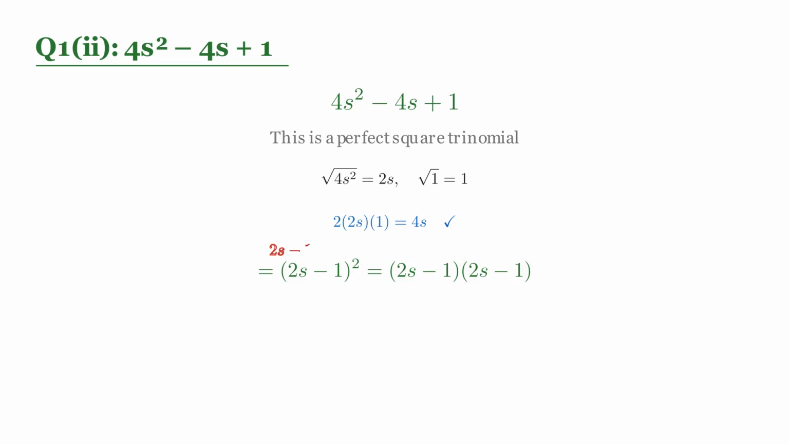Set 2s minus 1 equals 0, giving s equals 1/2. This is a repeated zero. The coefficients are a equals 4, b equals negative 4, c equals 1.